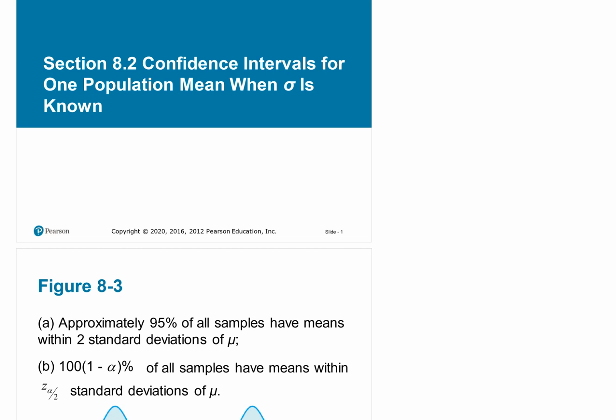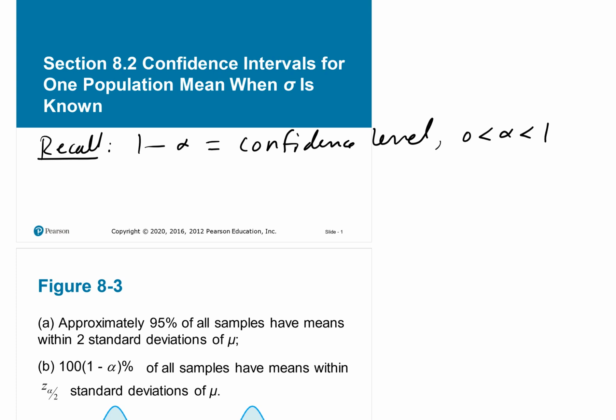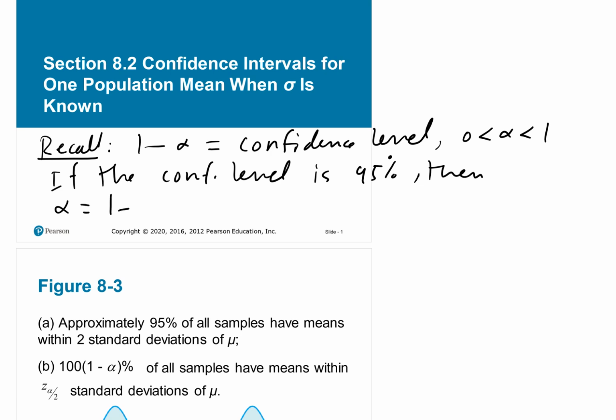Now, before we start with this, let's recall from previous sections that 1 minus alpha, we call it confidence level or level of confidence, where alpha is always between 0 and 1. For example, if the confidence level is 95%, it's like I'm 95% sure that this works out. Then how do you find alpha? Alpha is going to be 1 minus the 95%, which is 0.05. That's the first thing we need to recall.